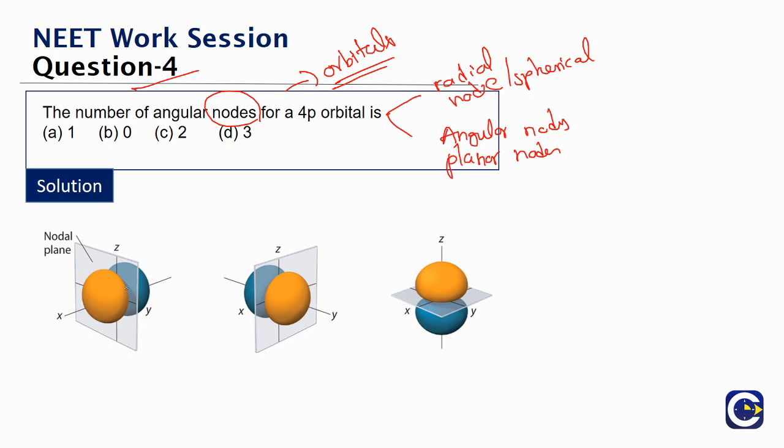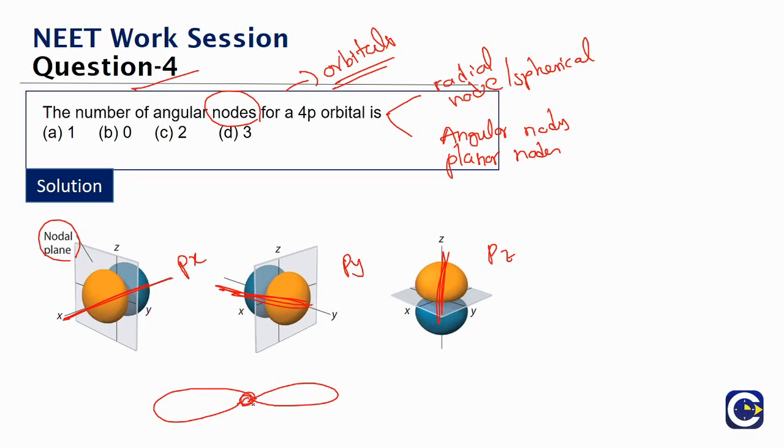For a p orbital, let's assume this is the px, this is the py, this is the pz, because we can see that here the lobes are along the x-axis, here along the y-axis, here along the z-axis. That is why we call them px, py and pz. Here the plane that you can draw passes through the junction between the two lobes, where we have the nucleus.